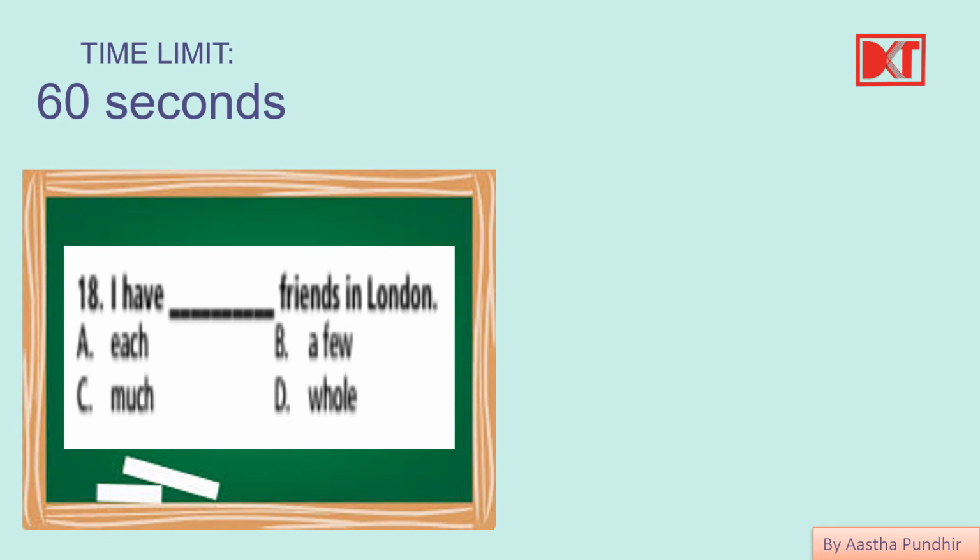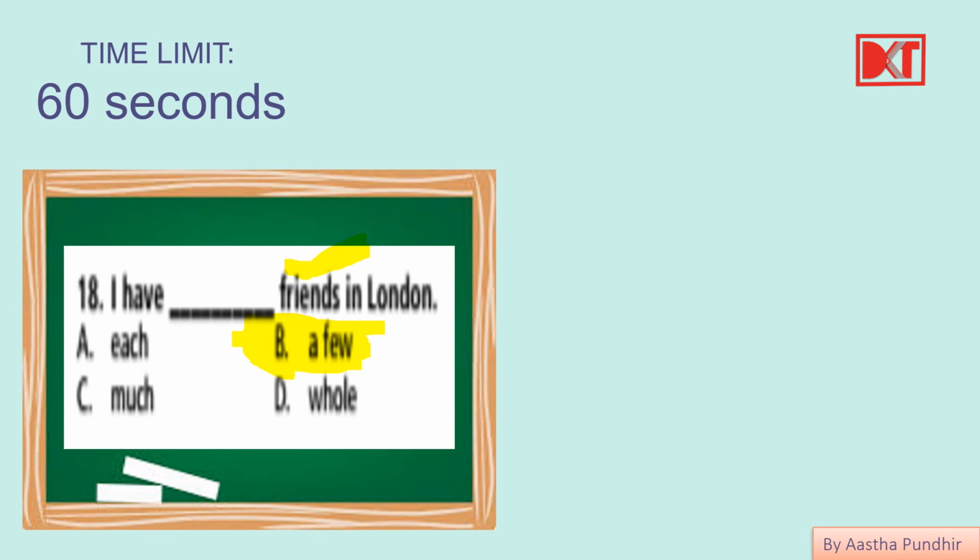All right, here I have dash friends in London. Each friends, a few friends, much friends, or whole friends. Pretty easy. I have a few friends in London. A few is again a quantifier and it is used with countable nouns. Friends is a countable noun. You can count the number of friends you have, right?